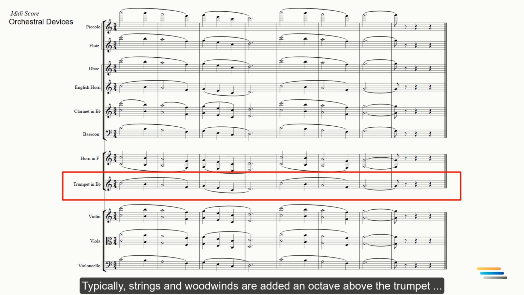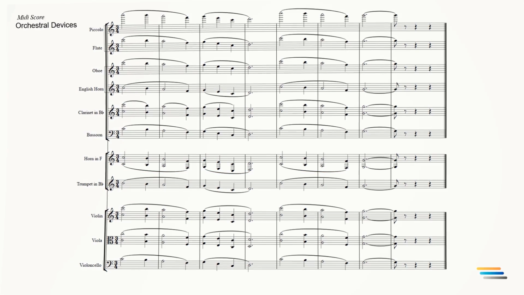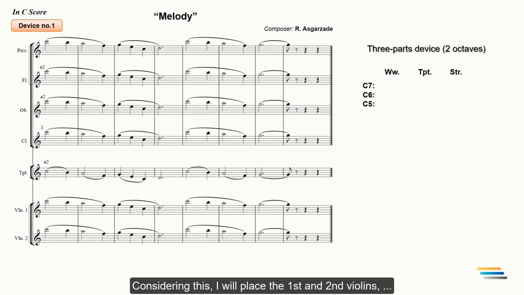Typically, strings and woodwinds are added and active above the trumpet for a brighter, grander sound. Considering this, I will place the first and the second violins, two flutes, two oboes, and the first clarinet inactive above the trumpet. And the piccolo will play one octave above the flutes.